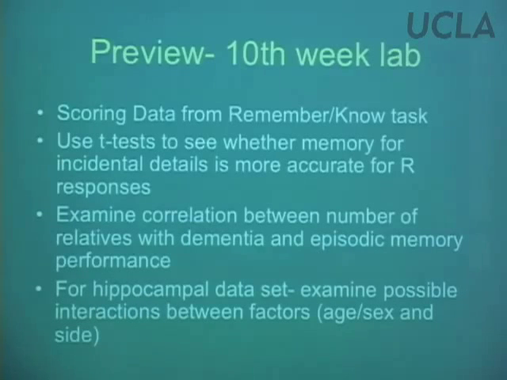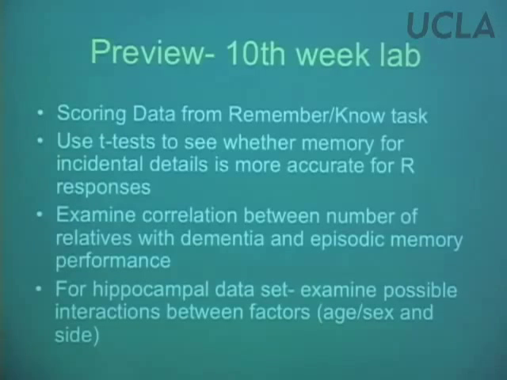And some of the things we're going to do, we're going to score the data from that Remember/Know task that you took this week. And then we are going to analyze those data using t-tests to see whether memory for incidental details is more accurate for items where subjects gave R responses versus K responses. And I think you probably have a sense of how that should turn out based on the previous lectures. But we will see if we can find support for that idea.